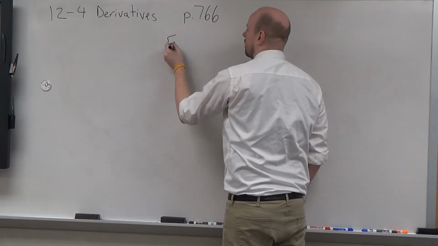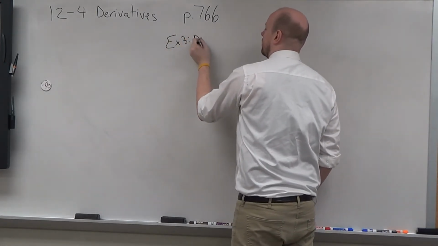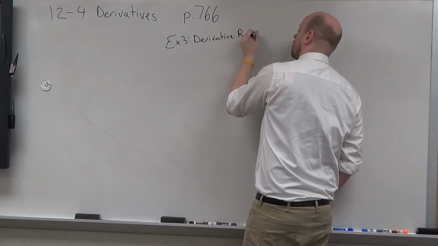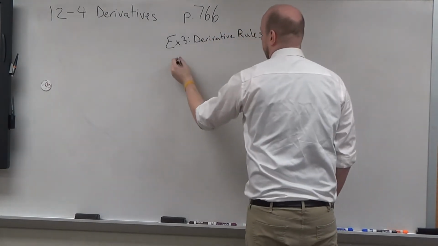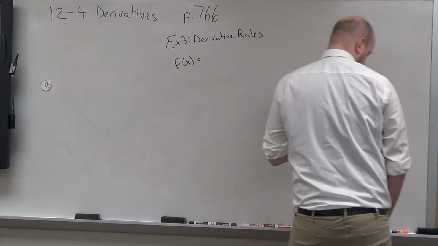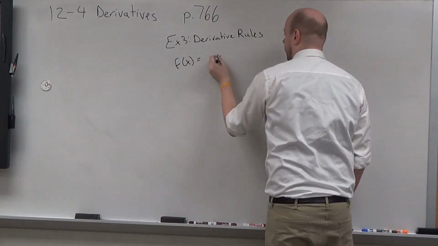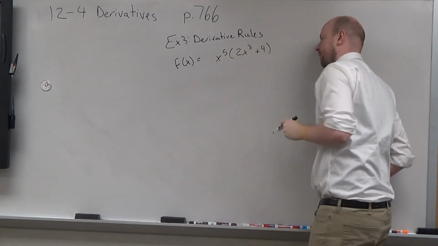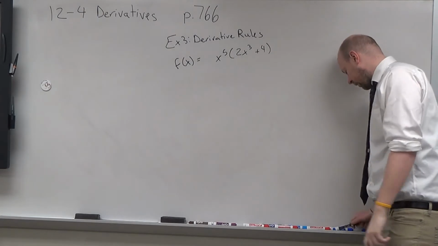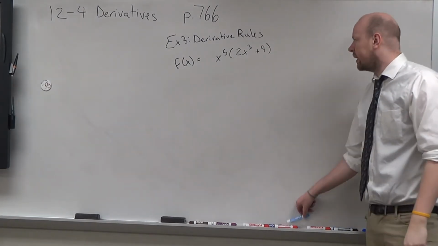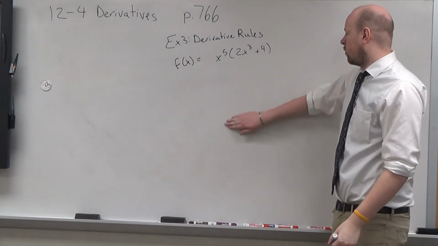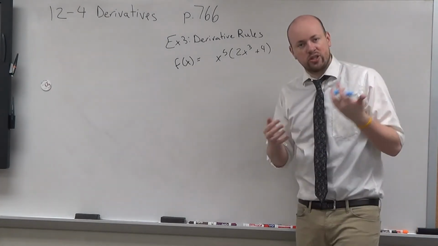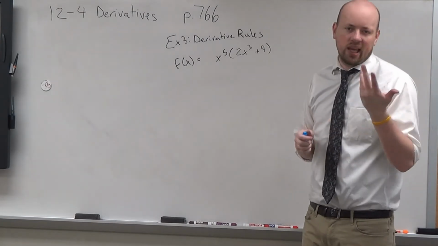Example 3, derivative rules. So let's say our function was something like this: f of x equals x to the 5th times 2x cubed plus 4. Well, we haven't worked with anything that has a times a quantity or multiple quantities multiplied together. But in this case, this is pretty easy.